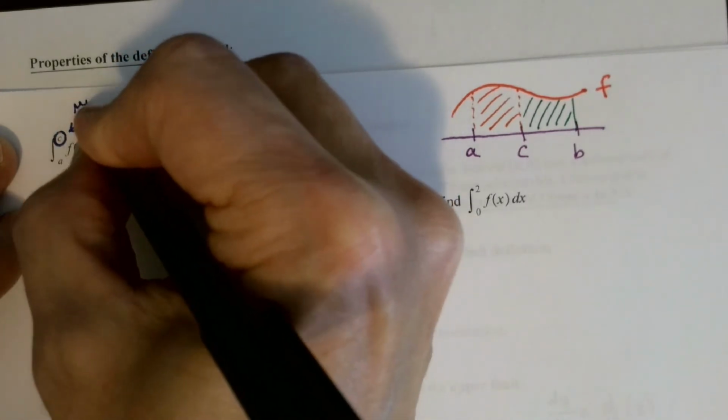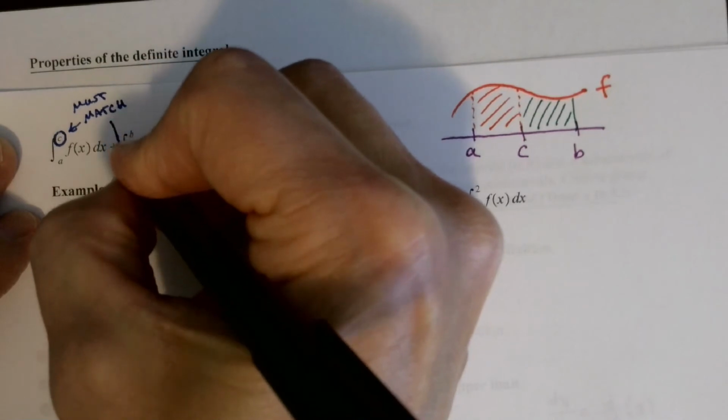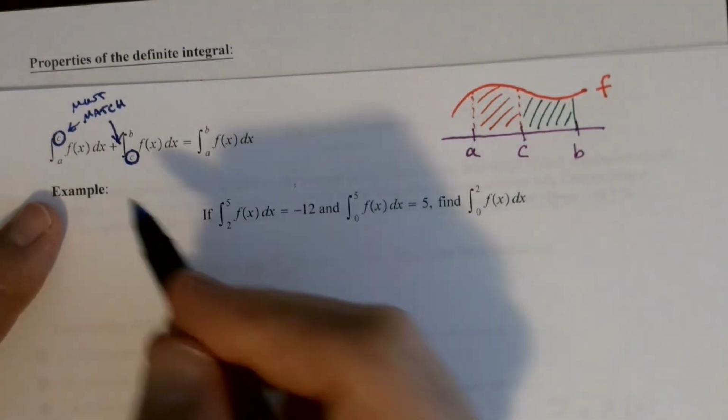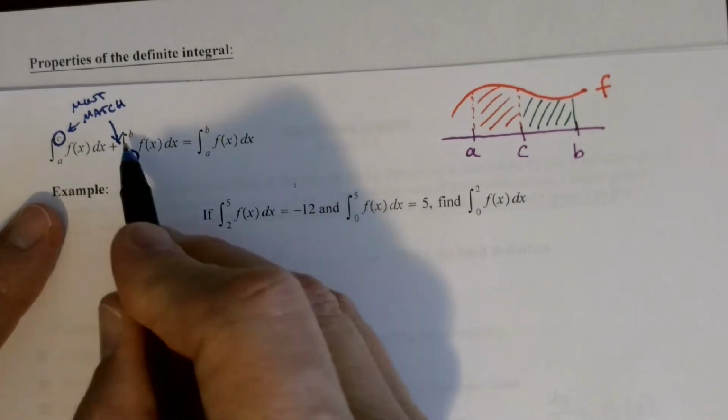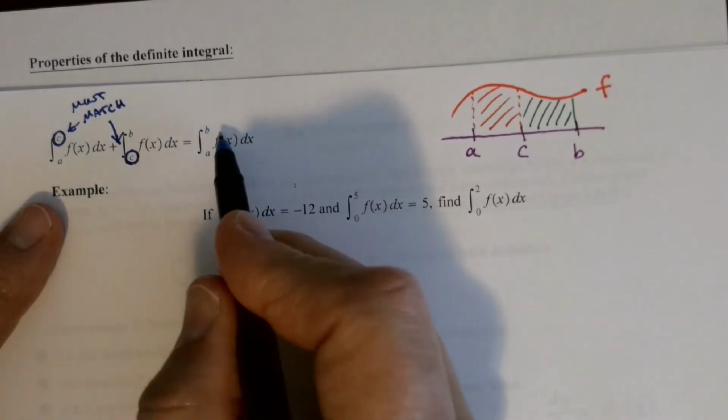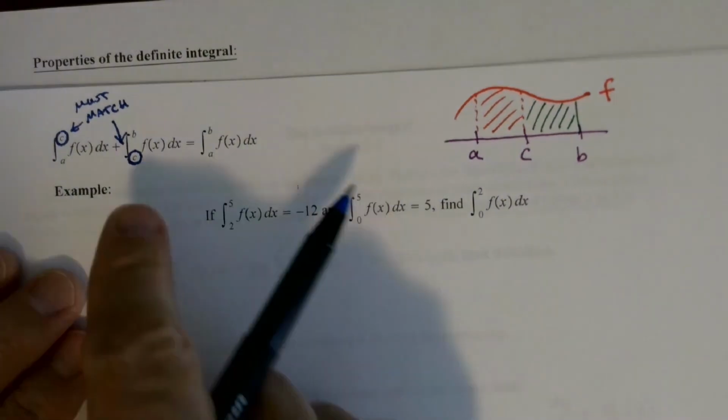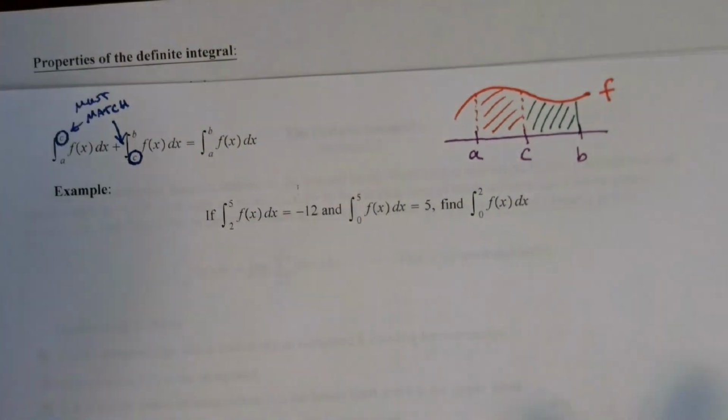These must match. And then the resulting integral is going to be what? The lower limit of the integral on the left, a, and the upper limit of the integral on the right, b. It's kind of like those c's are canceling out in a sense, thinking about it.